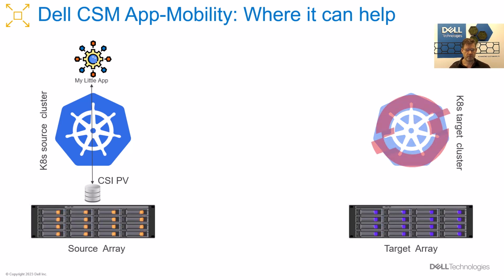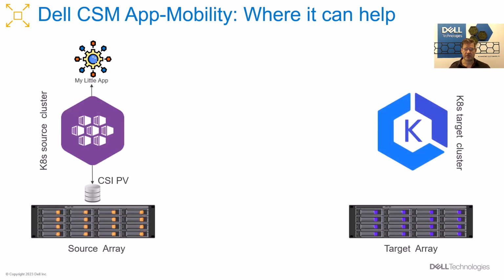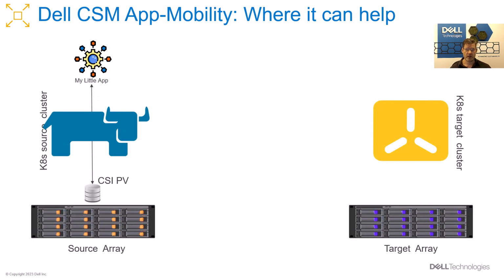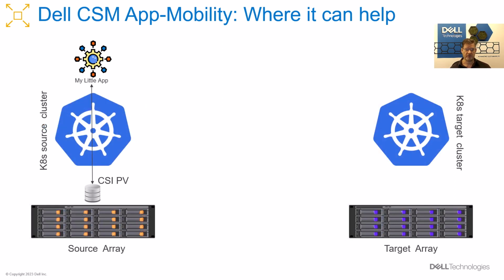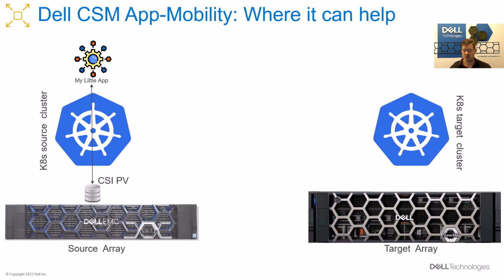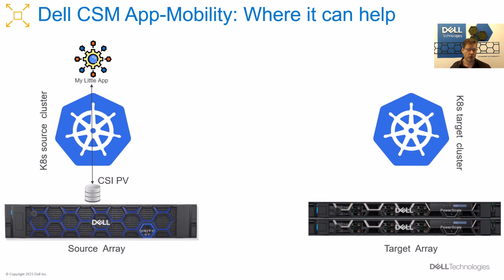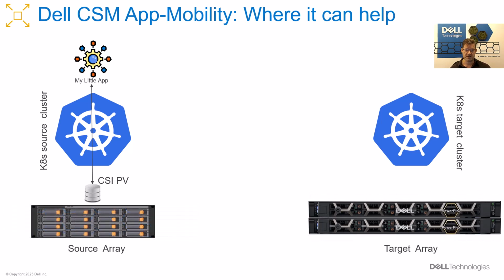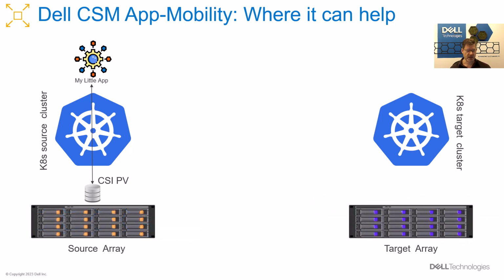So please bear in mind that the Kubernetes platforms can be any supported platform, including OpenShift, Rancher, vanilla Kubernetes, you name it. The same holds true for the storage array technology, right? It can be Unity, it can be PowerMax, PowerStore, or even non-Dell arrays. So in this case, we will be moving my little application from the source Kubernetes cluster from the orange storage array to the blue one.